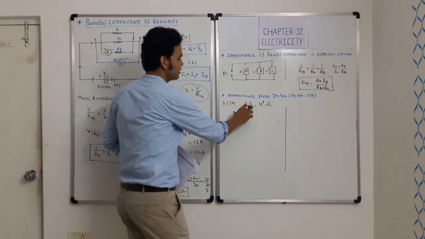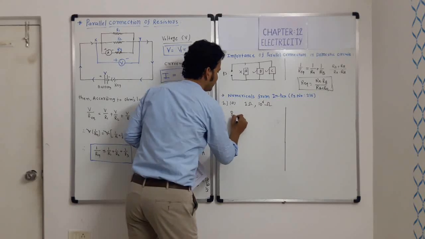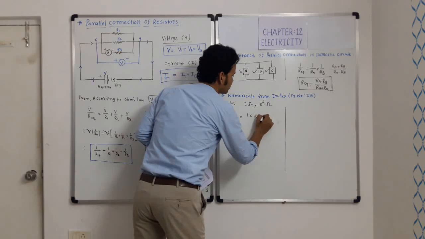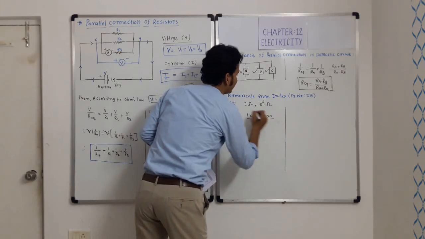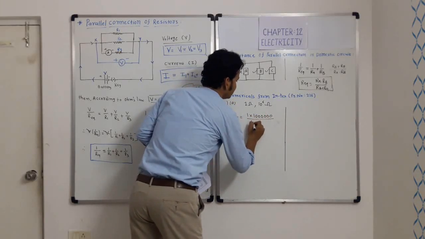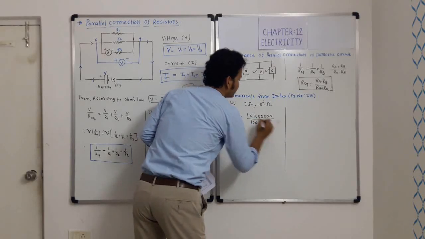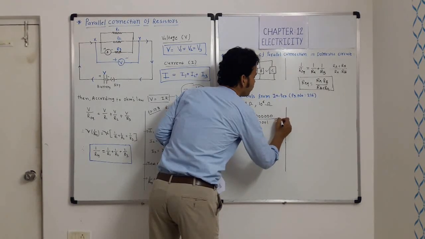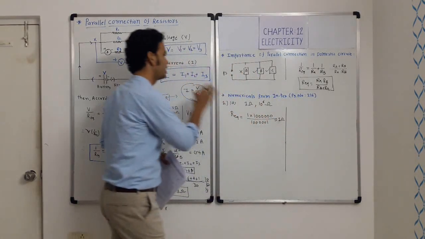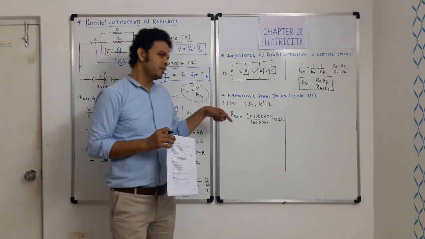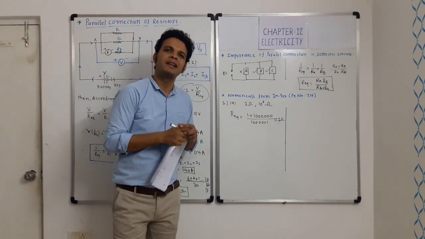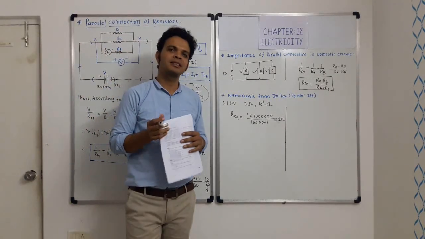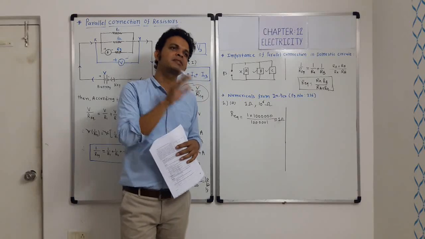So here only two resistances are there, so in the numerator I can write 1 into 10 to the power 6, and in the denominator 1 plus 10 to the power 6. So this is almost equal to 1 ohm. So when resistances are connected in parallel, the value of the equivalent resistance is even smaller than the smallest resistance.